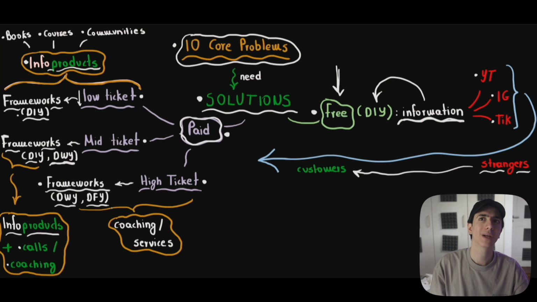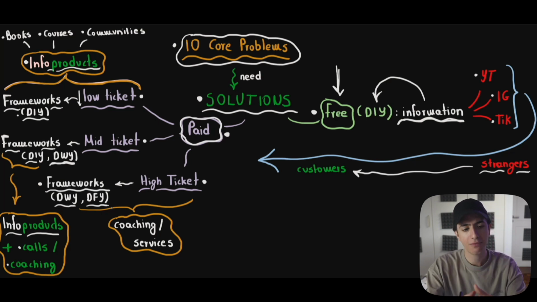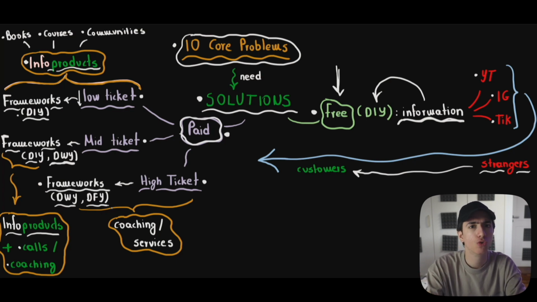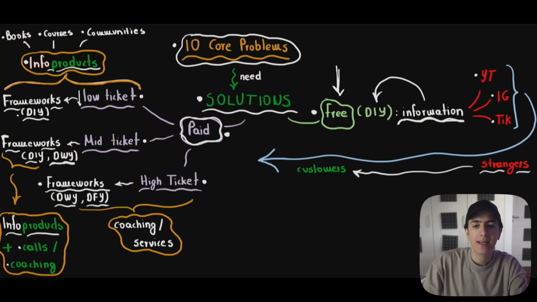Done for you products don't apply to all businesses. Done for you products apply to some businesses which are usually not creative. For example, let's say that you want to build a pool. A DIY product on how to build a pool would be a course, for example, on how to build a pool for beginners.